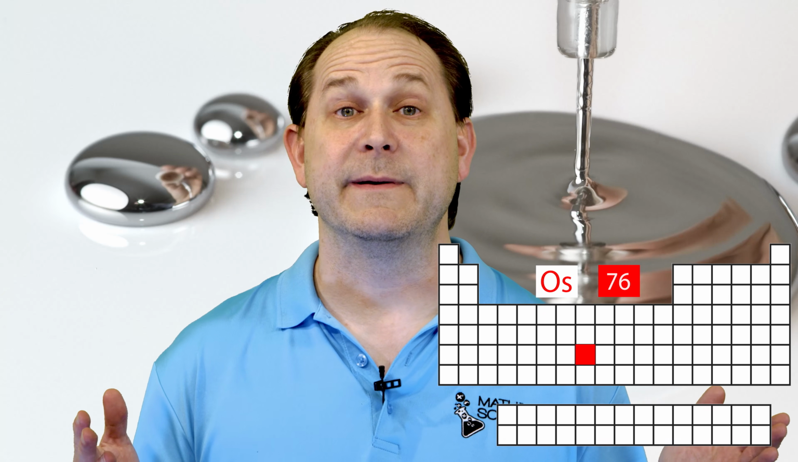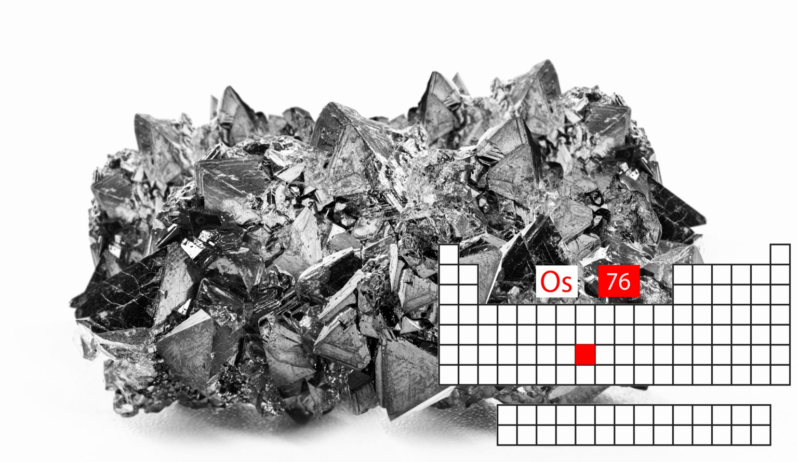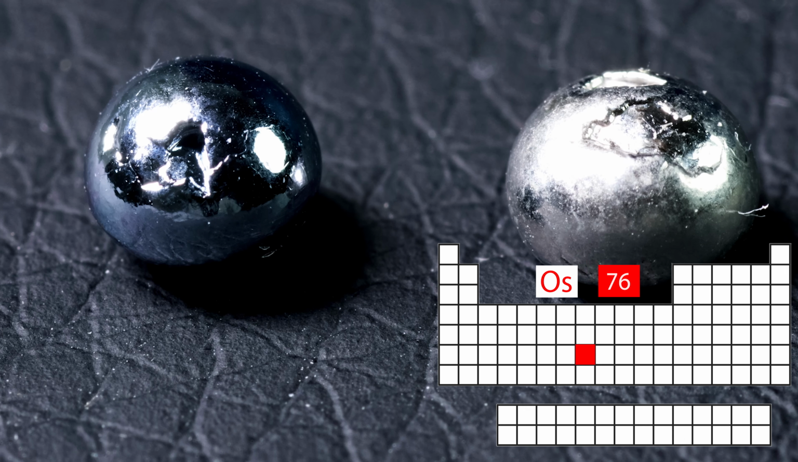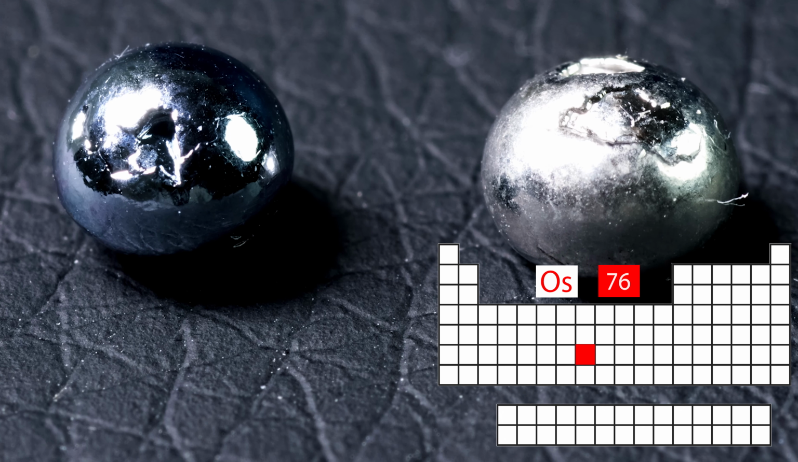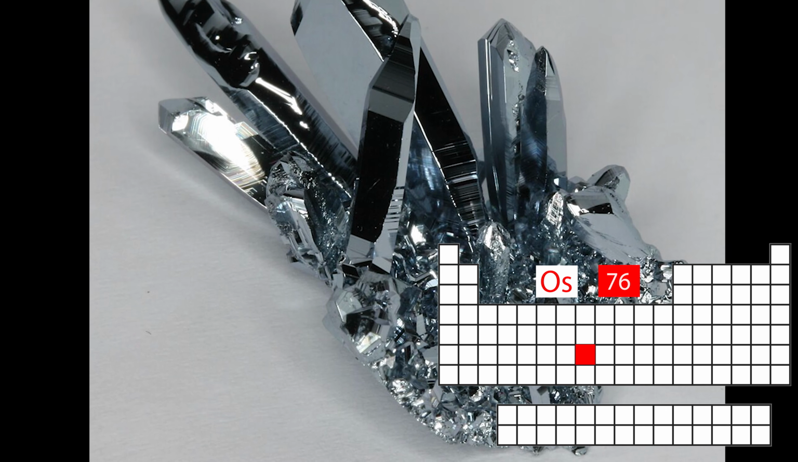All right, we're up to element 76, osmium. It's the densest naturally occurring element. Here's a fun fact. Its name actually means smelly in Greek because its oxide has a really strong, unpleasant odor.